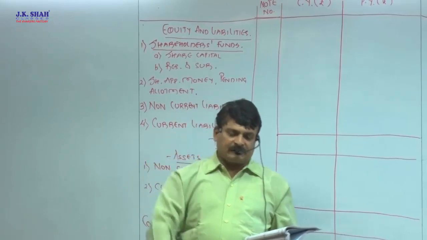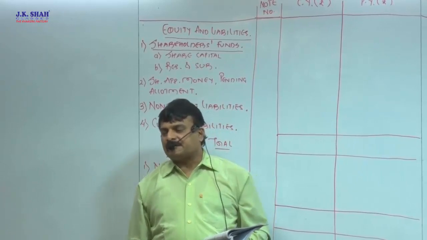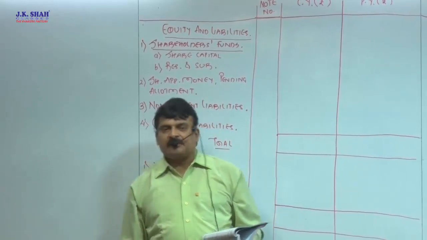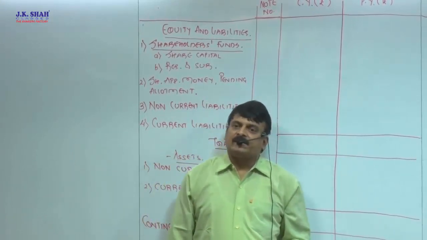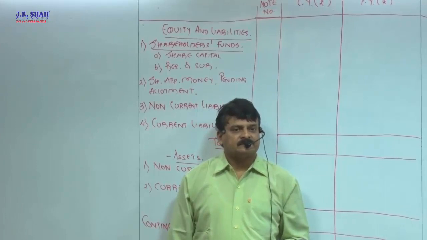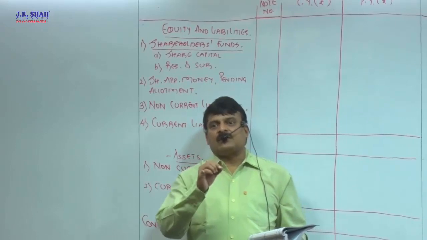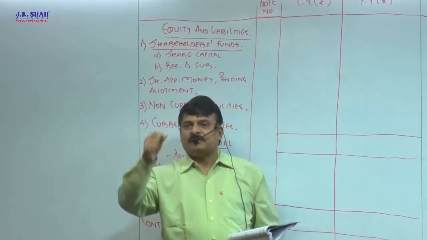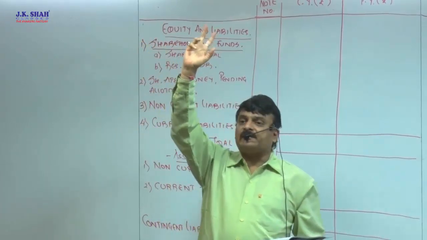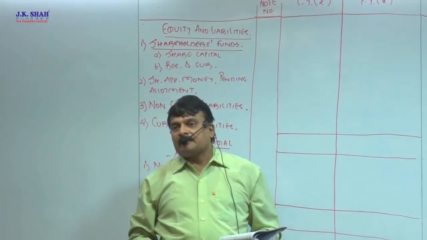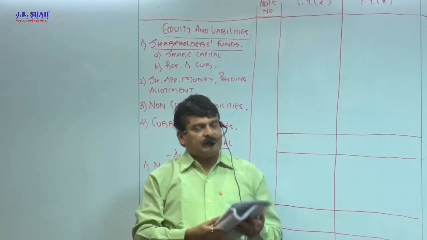Look below other current assets, there is a total box. And below the total box, what you write is contingent liabilities and commitments. What do you mean by contingent liabilities? Doubtful liabilities. Such liabilities which may or may not mature depending upon a future uncertain event. What do you mean by a future uncertain event? A simple example.